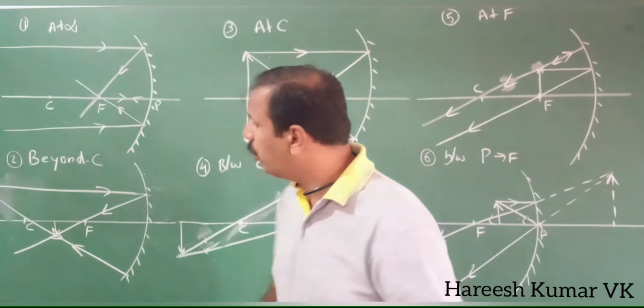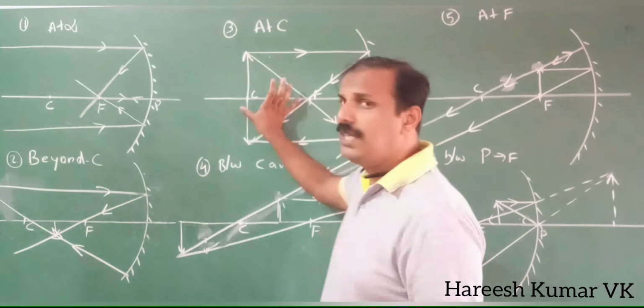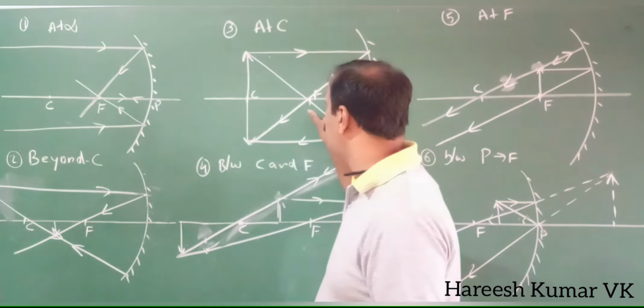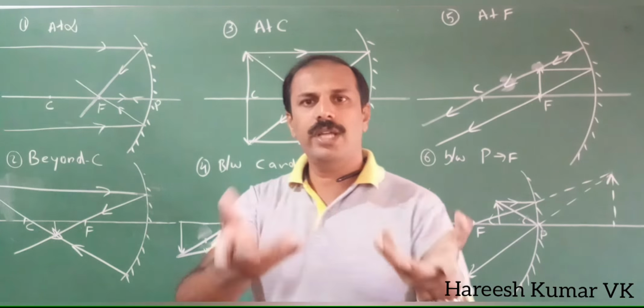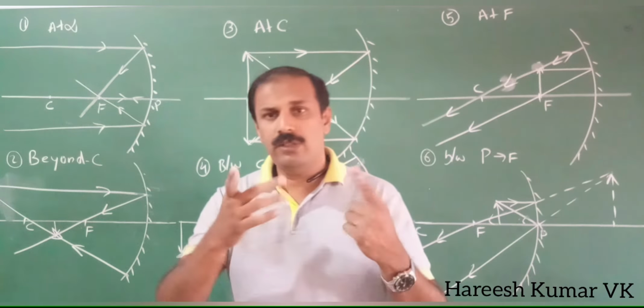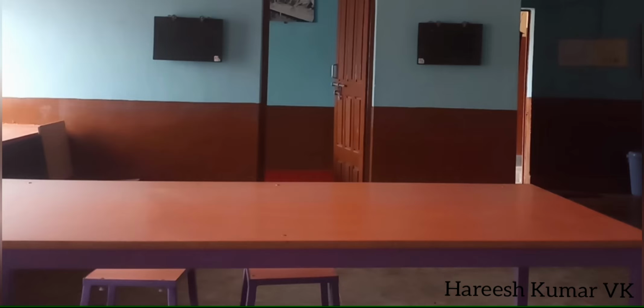One more important thing to remember is this F and C. This C should be 2F, that is 2 times this distance. Then only everything will work. Okay, so we will go to the activity, then to the table also. We will find out the focal length of a concave mirror.